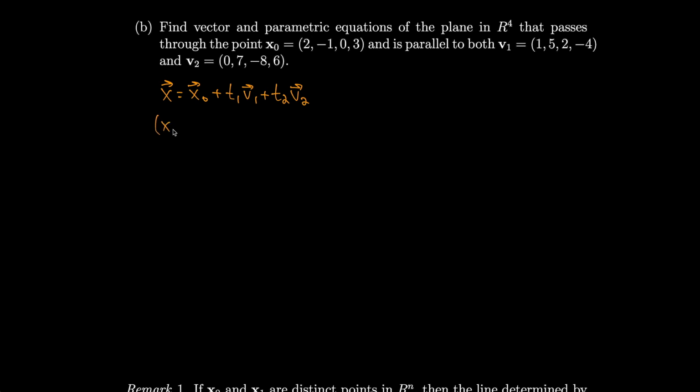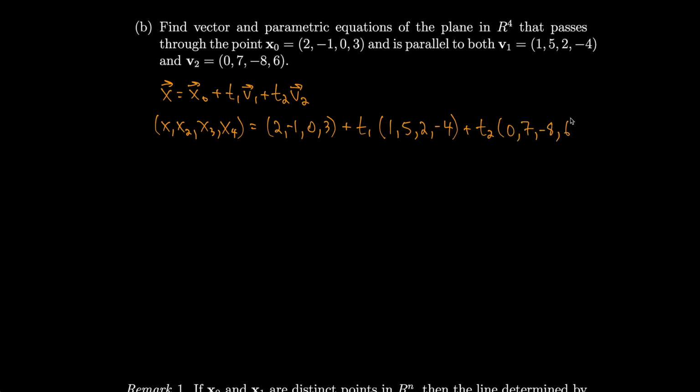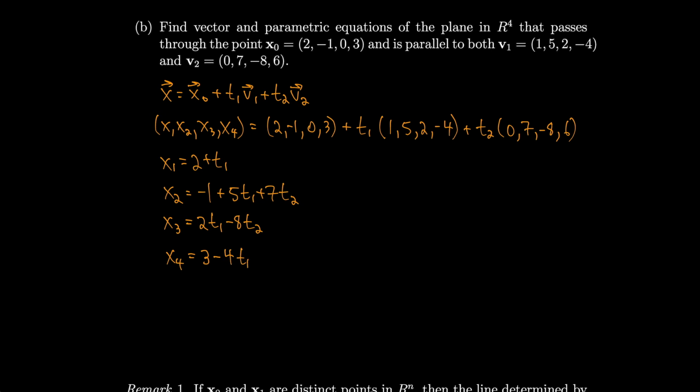And I could write x as x1, x2, x3, x4 equals, let's see, x naught is 2, minus 1, 0, 3, then plus t1 times v1, which is 1, 5, 2, minus 4, and t2 times 0, 7, minus 8, 6. Parametric equations would therefore be x1 equals 2 plus t1, x2 equals minus 1 plus 5t1 plus 7t2, x3 equals 2t1 minus 8t2, and x4 equals 3 minus 4t1 plus 6t2.